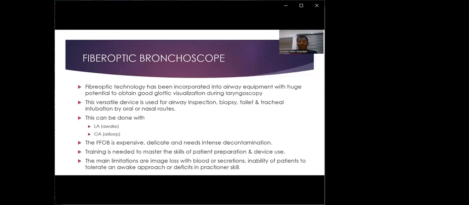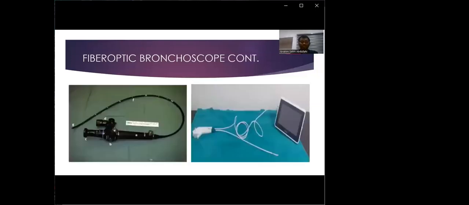So inability of patients to tolerate an awake approach can be either from poor preparation of the airway or inadequate anesthesia of the airway. So the patient needs to be counseled, and the nostril should be preferred, and then of course, anesthetize the upper airway using the lidocaine spray, or sometimes we can even use nebulization of lidocaine with adrenaline. That reduces bleeding, and then it numbs the airway.